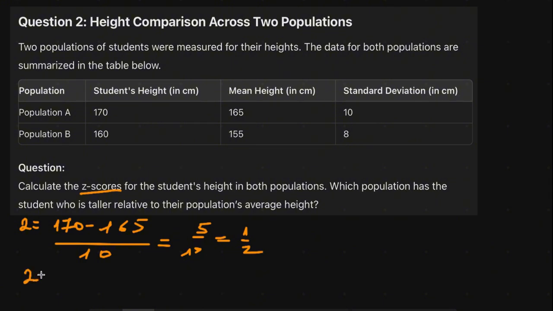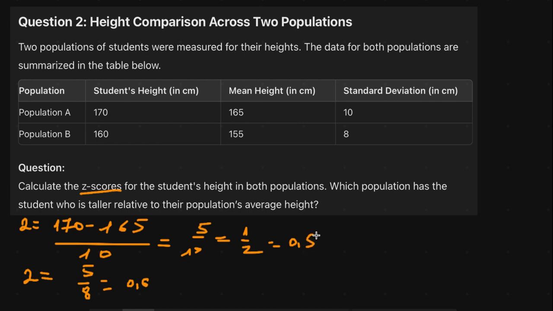So now I'm going to find the z-score for the student's height in population B. To do so, I'm going to do the same thing I've just done. I'm going to subtract 155 from 160, which gives me 5, over the standard deviation of 8, which gives approximately 0.6, right?